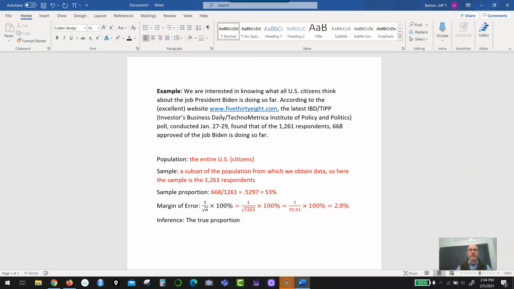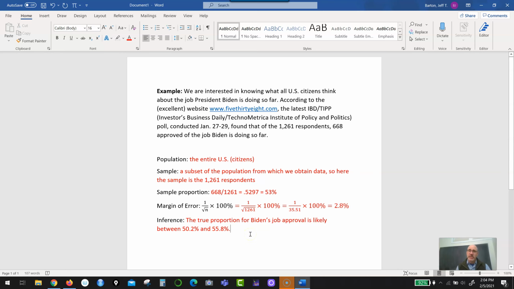So the true proportion for Biden's job approval is, let's say, likely between 50.8% and 55.8%. So the 53 plus or minus the margin of error. And in a way that we'll have to make precise later in the term, that is a result we're 95% sure of. That's what the likely part means.